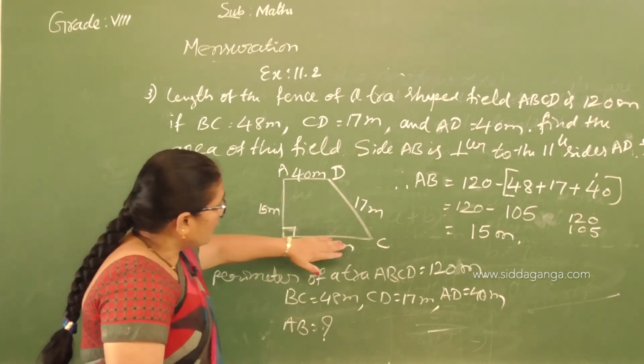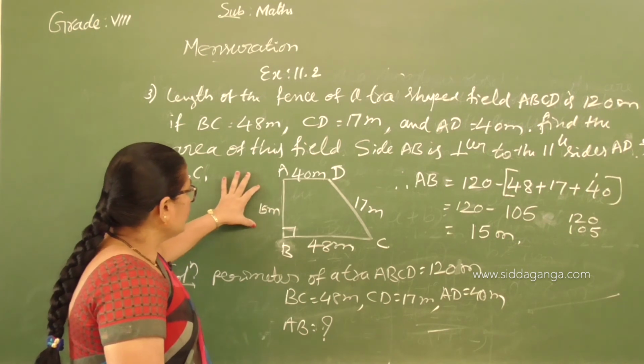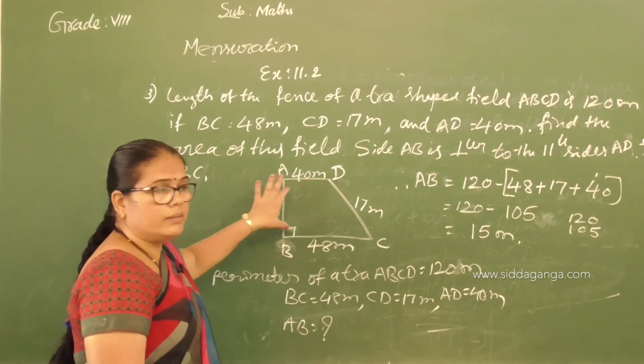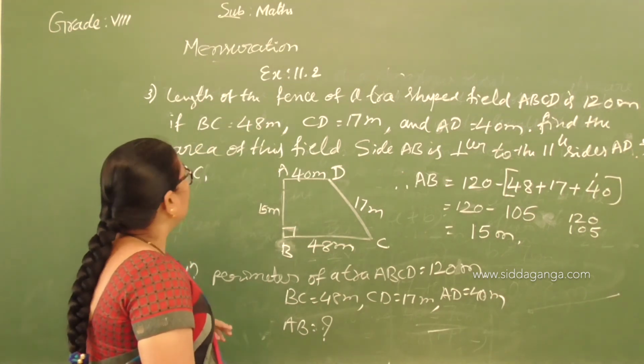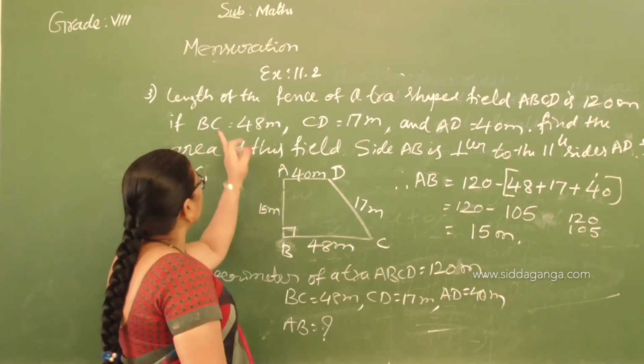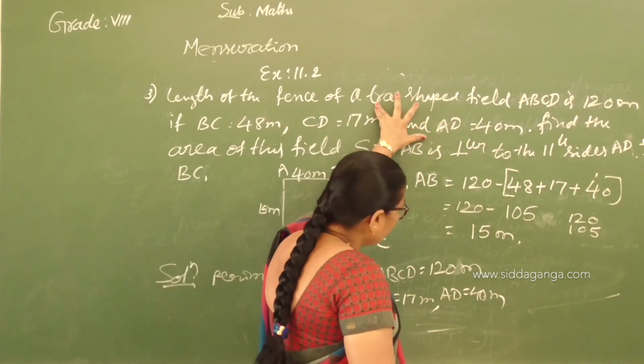Here AB is perpendicular to BC. This is the altitude. We already know about the area of the trapezium. Here the field is in the shape of the trapezium.